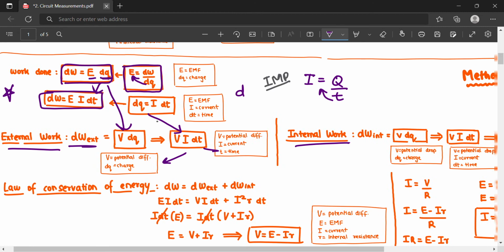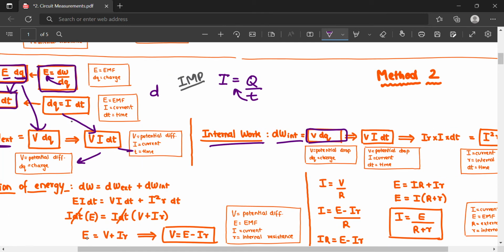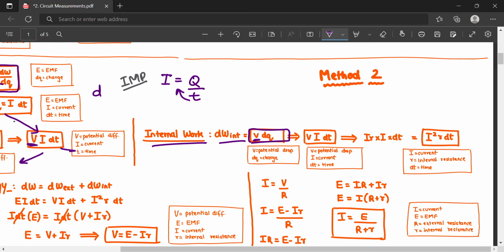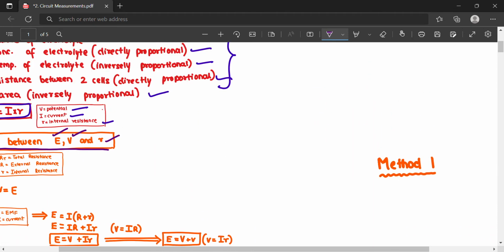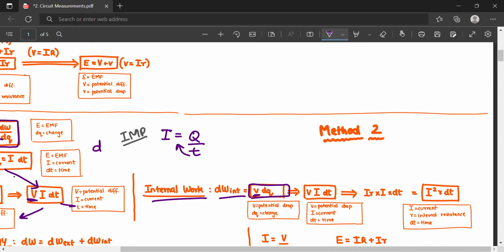Moving on to the internal work. Now internal work is v into dq. If you notice, here there is small v, here there is capital V, here there is small v. Small v is actually equal to I into small r. So dq would be converted into I dt and small v would be converted into I into small r, thus giving us internal work as I square r dt.